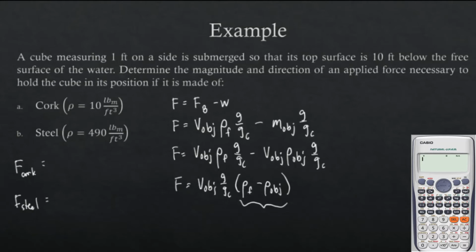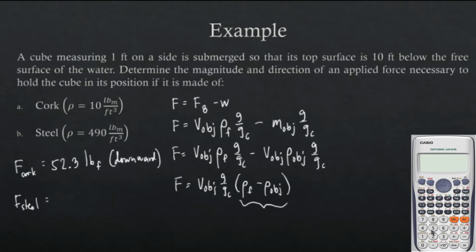For the cork, the volume of the object is 1 cubic foot because it's a cube and it's 1 foot on the side, multiplied by g over gc. In the English system, g over gc is 1 pound force per pound mass. And then we multiply this by the difference in densities. The density of the fluid, water, is 62.3 pound mass per cubic foot minus the density of cork, that is 10 pound mass per cubic foot. So for cork, the force necessary to keep it in place is 52.3 pounds force. And this is a downward force.